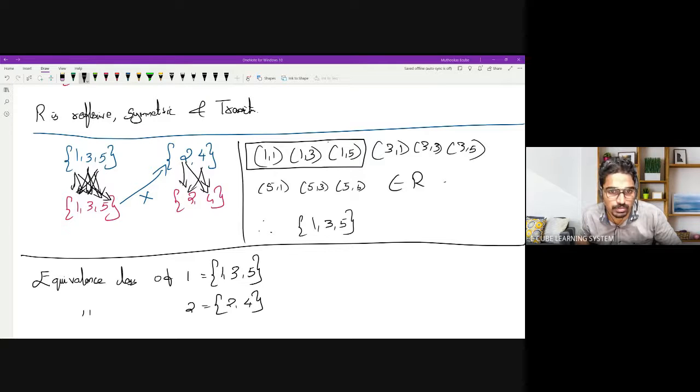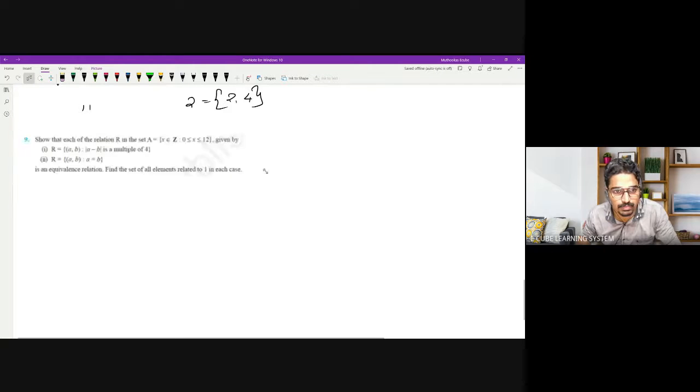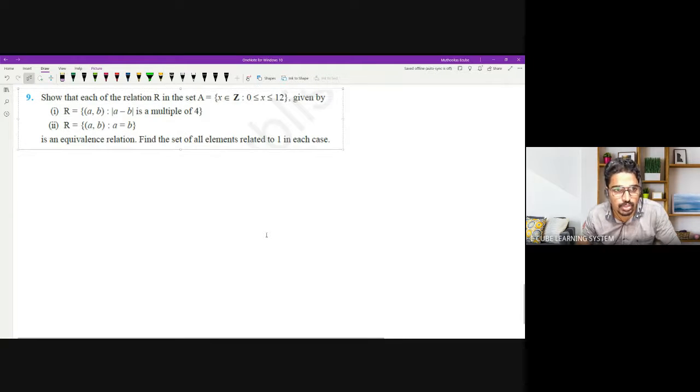Question number 9 onwards. Complete the 9th question. Show that the relation R in the set A = {x belongs to Z such that 0 ≤ x ≤ 12}, given by R = {(a, b): |a − b| is a multiple of 4}, is an equivalence relation. First you try the first part, then the second part.